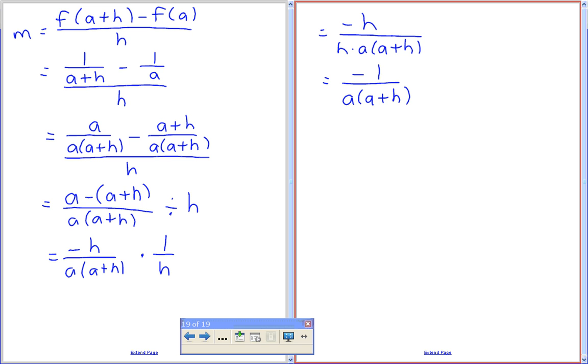Wonderful. So you want the instantaneous rate of change. So what's our x value in this case? Well, h is going to equal 0, and a is going to equal a. So my slope is going to be negative 1 over a squared.